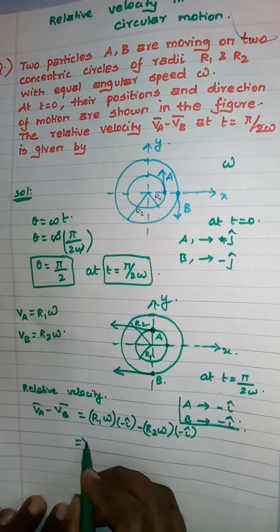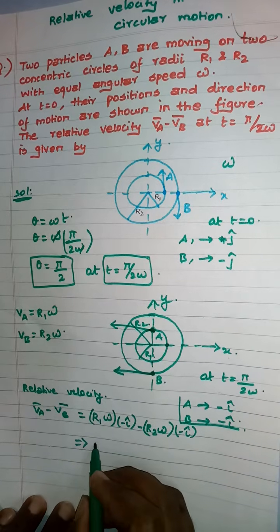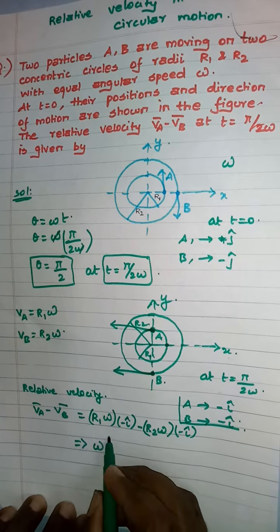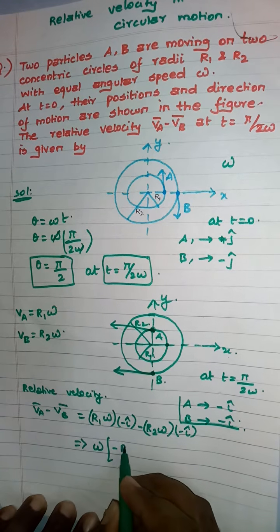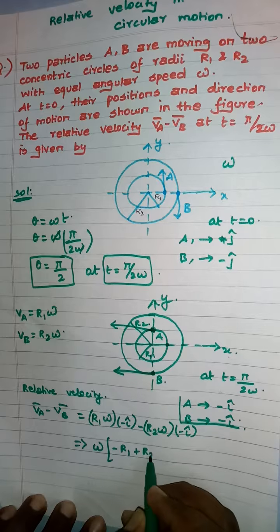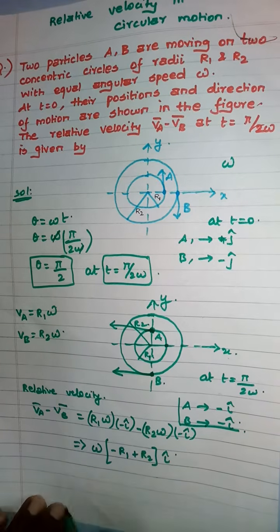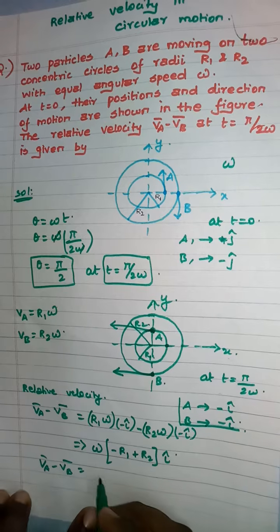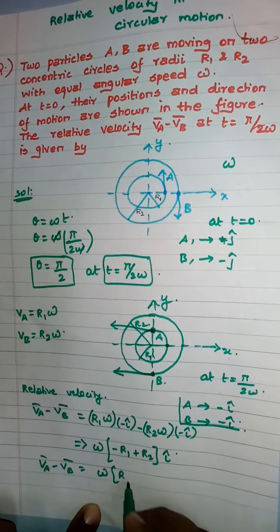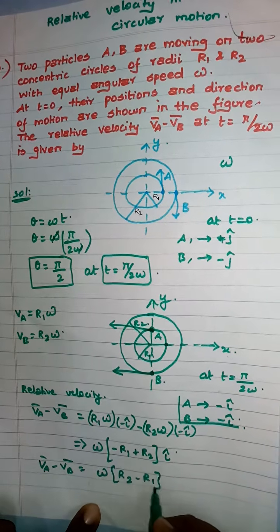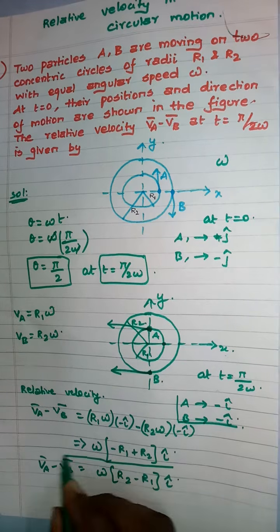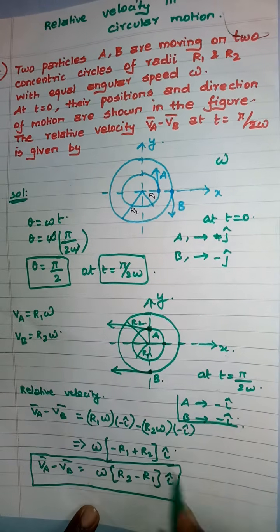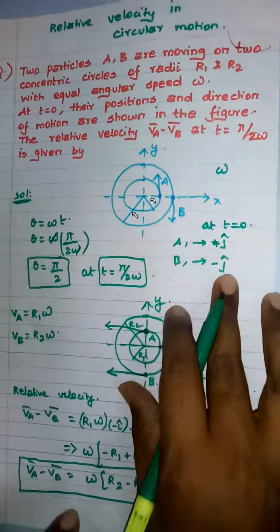So this is equal to, when you take omega common, minus (r1 minus r2) i cap. This we can write as VA minus VB = omega (r2 minus r1) i cap. This is the required answer for this question. Thank you.